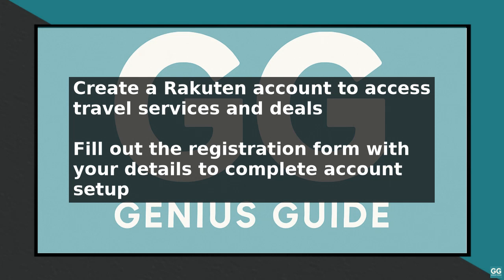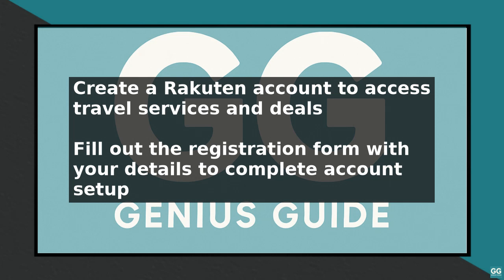To get started, you need to create a Rakuten account if you don't already have one. Simply go to the Rakuten website and click on the Sign Up button. Then fill out the registration form with your details. Once you have created your account, you can start searching for travel deals.